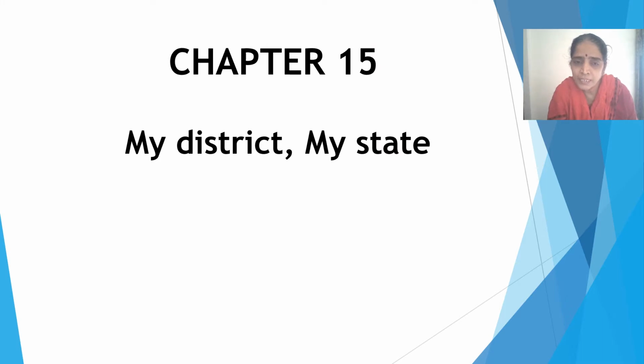Children, in the last lesson, you learned about maps, symbols, and many things. And these maps and symbols are used in different districts and states. Now in this chapter, you are going to learn about my district and my state. Which is your district? Thane district. And which is the state? It's Maharashtra state. Today in this chapter, we are going to learn in detail about your district and your state.